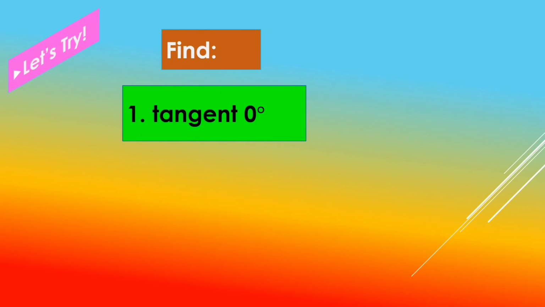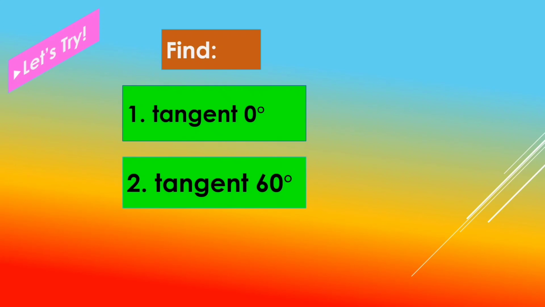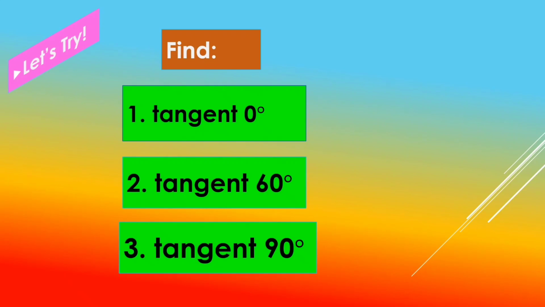Let's try. Find number 1, tangent 0 degrees. Number 2, tangent 60 degrees. And number 3, tangent 90 degrees.